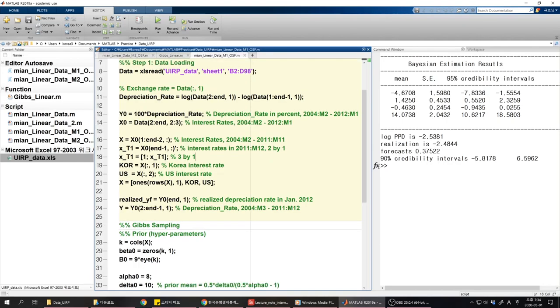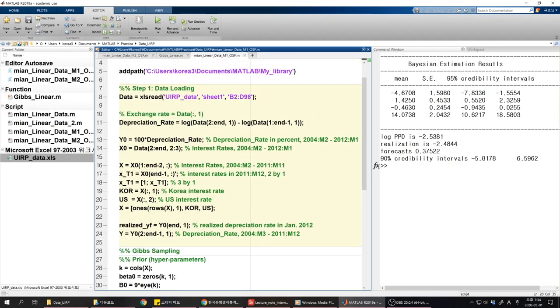Of course, inflation rates, right? So the second and third columns are interest rates. But now we have 4 regressors in this example, from the second to fifth columns.